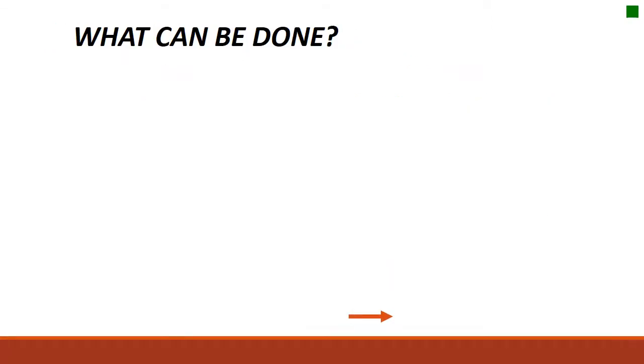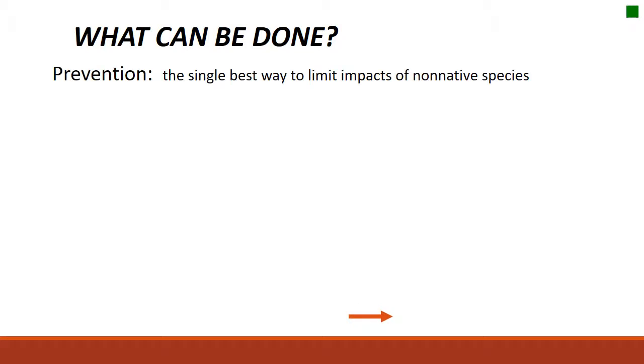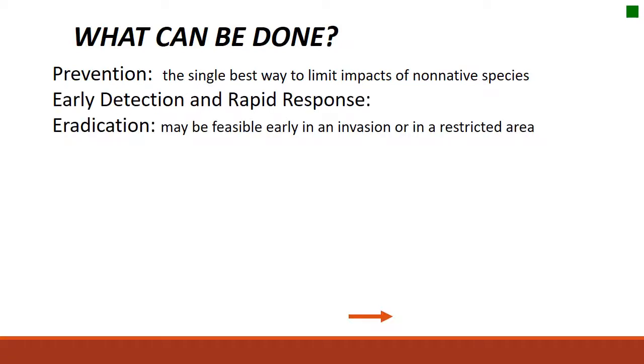So, what can be done about all this? Prevention is the single best way to limit impacts of non-native species. Early detection and rapid response. It's pretty much the only way that you're ever going to be able to eradicate something, is if you get it early and you have a rapid response to it.